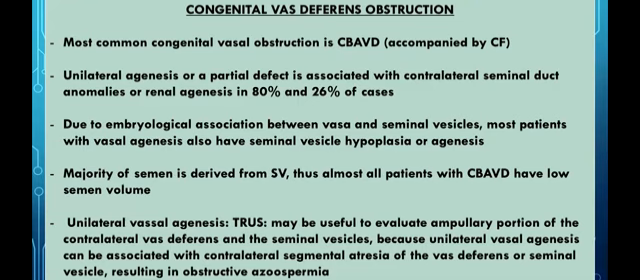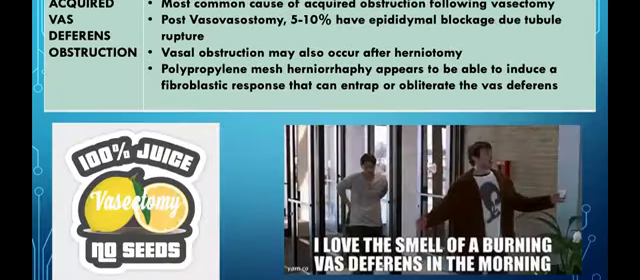If there's unilateral agenesis, as I mentioned, the important thing is to look at the upper tracts, but also then looking at the vas deferens and seminal vesicles on that same side. Especially if you have azoospermia, then you must also look at the contralateral side.